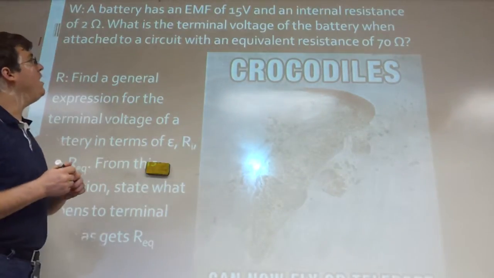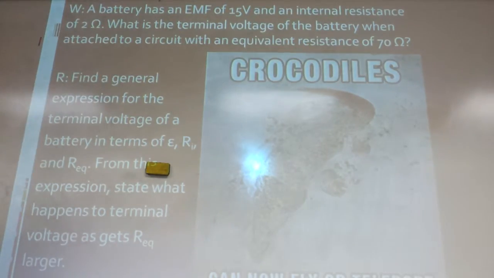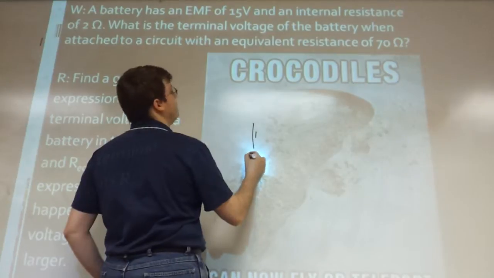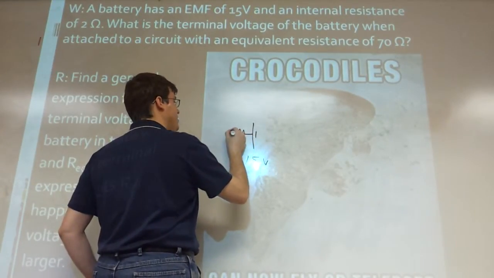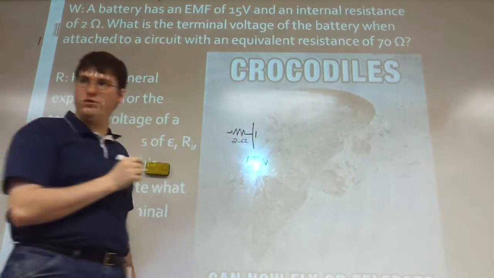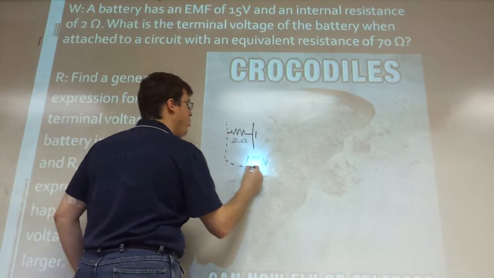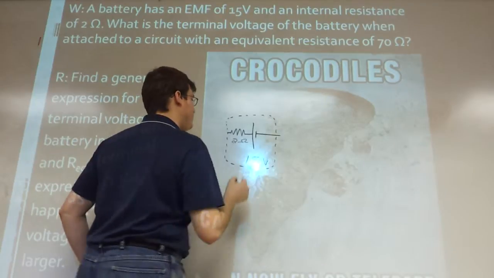Okay. Let's see. Internal resistance of 2 ohms. What is the terminal voltage of the battery when attached to a circuit with equivalent resistance 70 ohms? Okay. So here is our EMF of 15 volts. Here's our internal resistance of 2 ohms. And after the internal resistance, that's where the battery begins. So this whole thing is the battery.